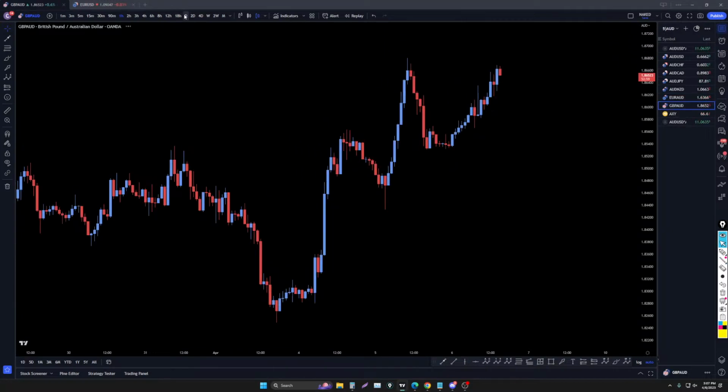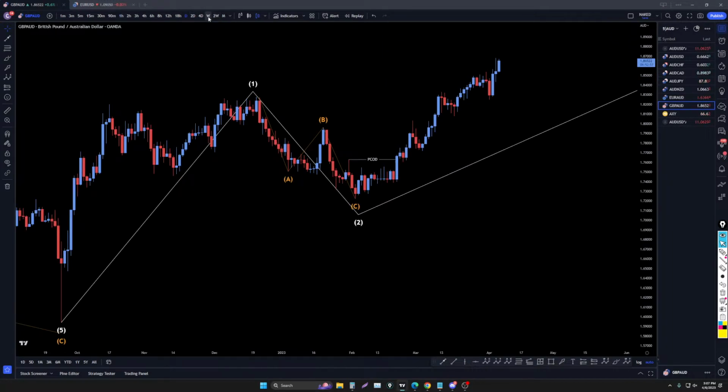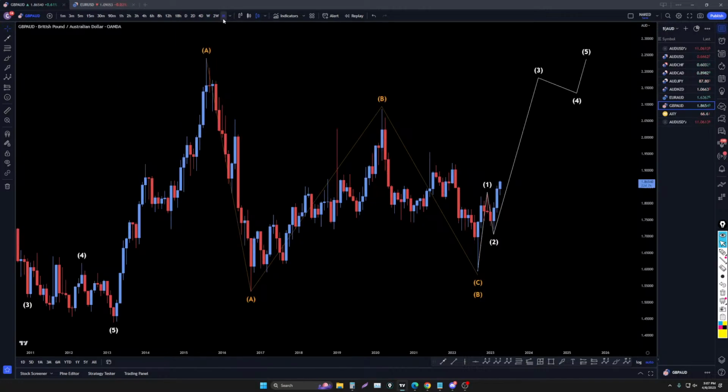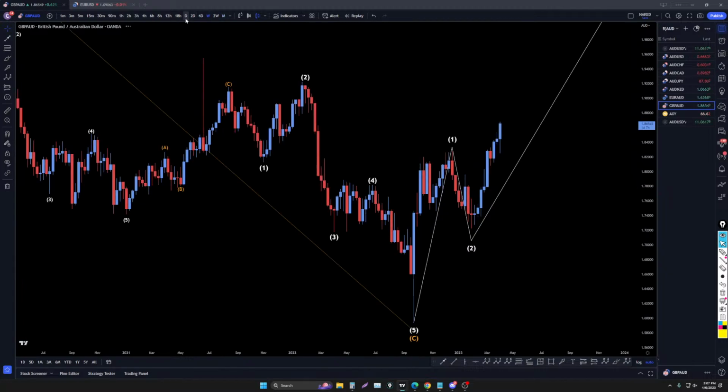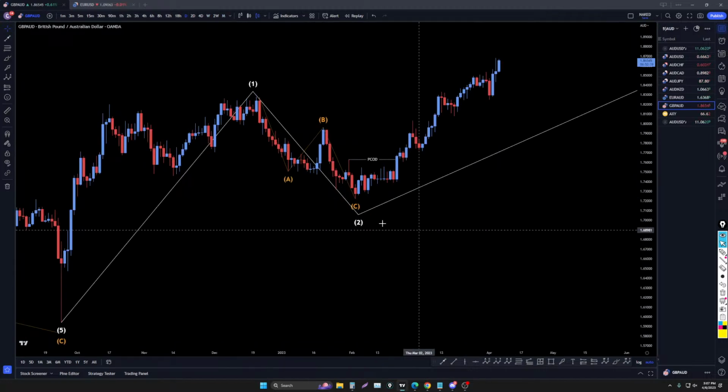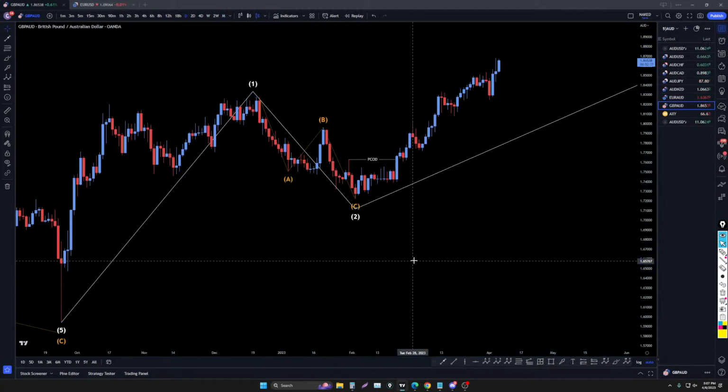Pound Aussie. Should be a wave 3 also. Oh yeah, definitely. This is headed up for sure. A, B, C. 1, 2, 3, 4, 5. I bet we're going all the way up to these highs, at least. That's a long ways. We're on the monthly too. Wow, I wouldn't be betting against these Aussie pairs, that's for sure.